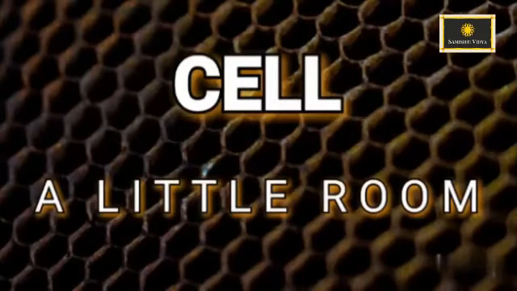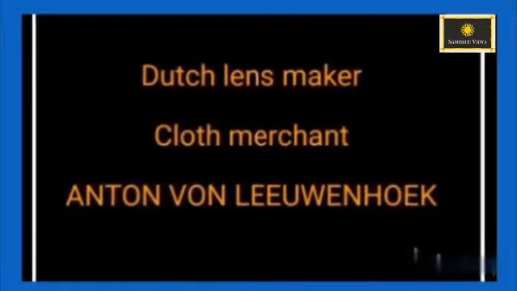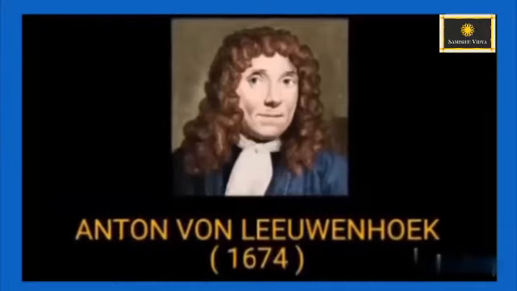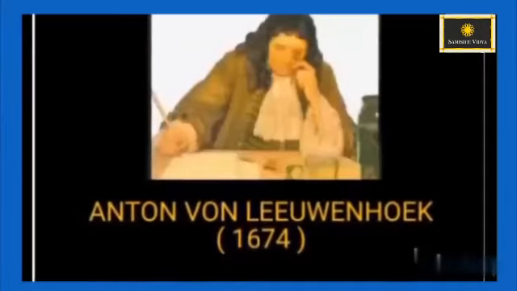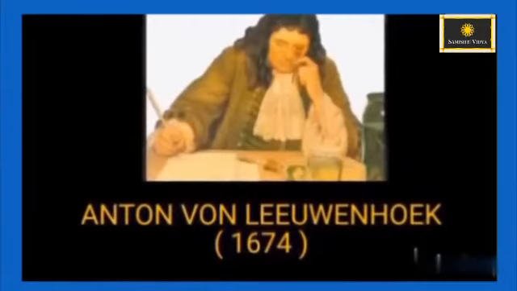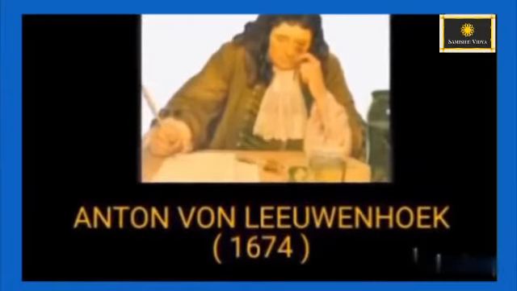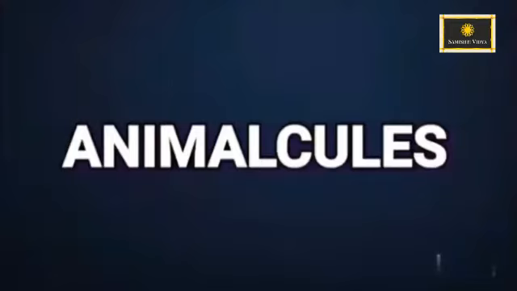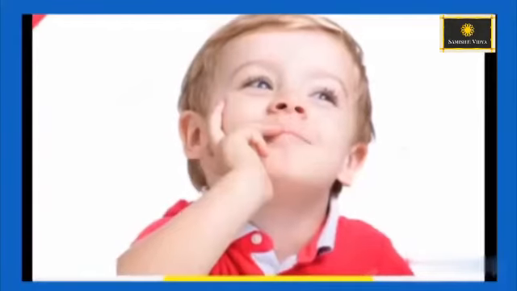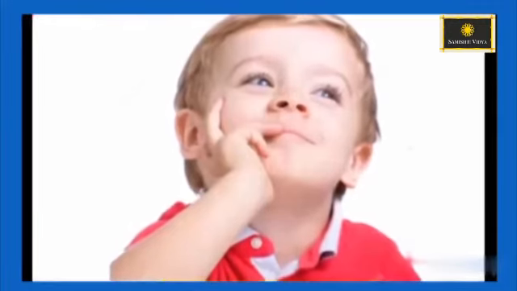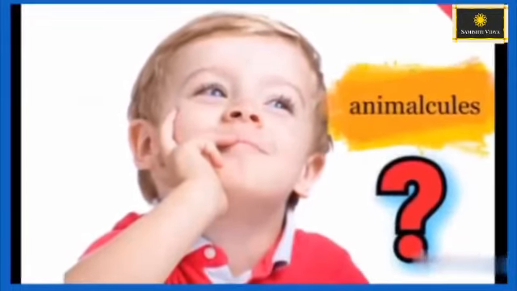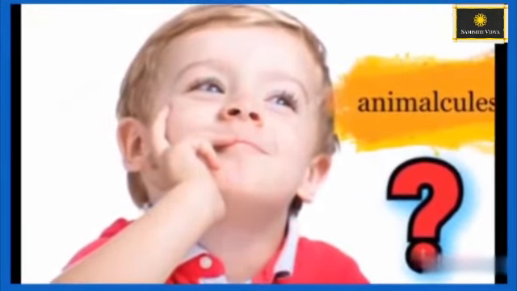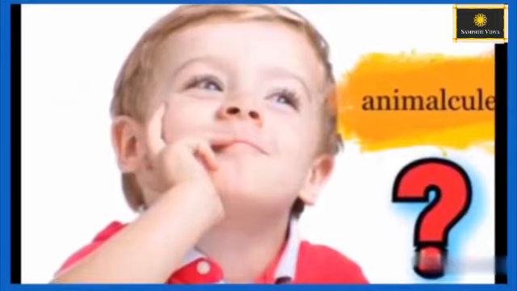Later, a Dutch lens maker and also a cloth merchant, Anton van Leeuwenhoek, in 1674 discovered the free living cells in pond water for the first time. He named them animalcules. Can you think of a reason why Leeuwenhoek called them animalcules? It is because they were freely moving in the medium like small animals.